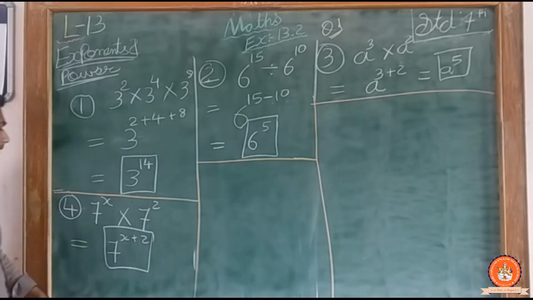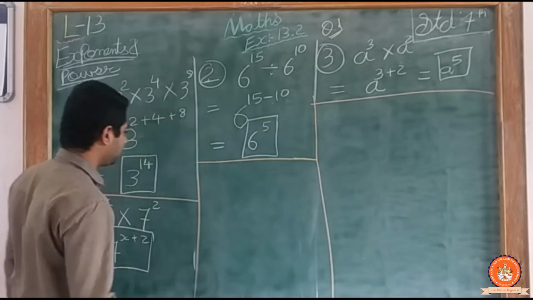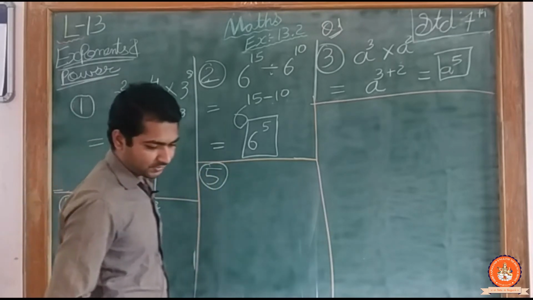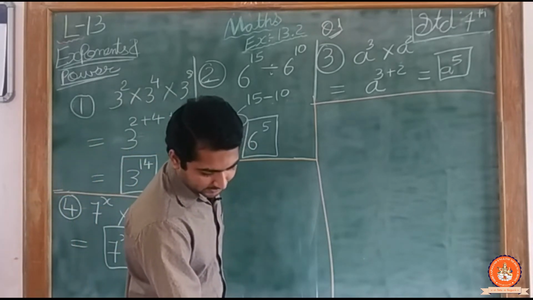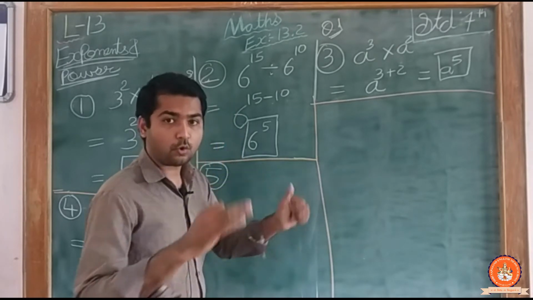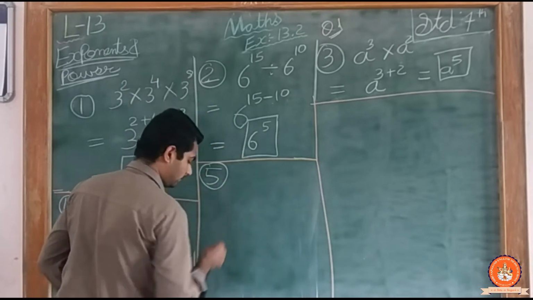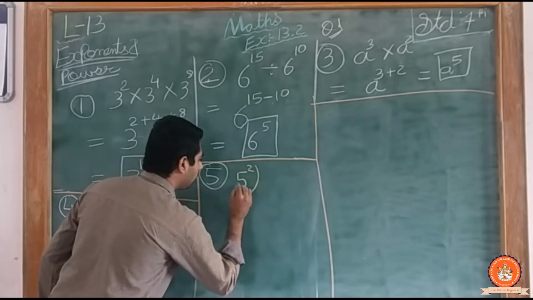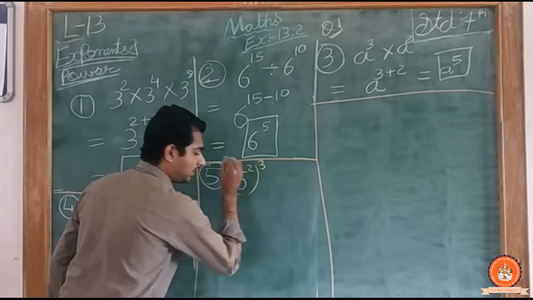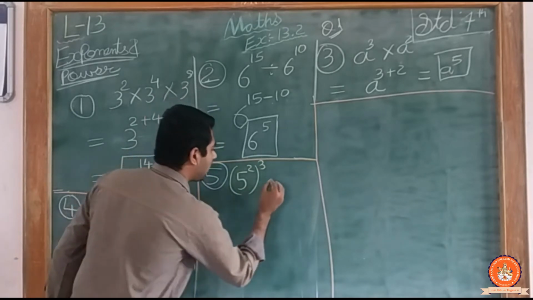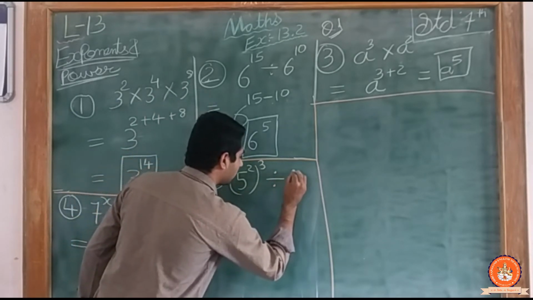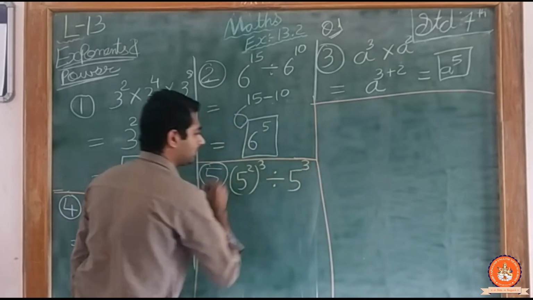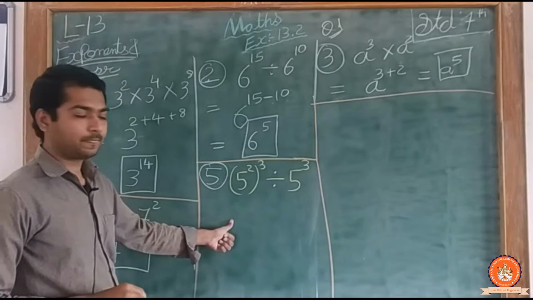Clear? Now coming to number 5. Question number 5 is 5 raised to 2, whole raised to 3, divided by 5 raised to 3. This is my question.